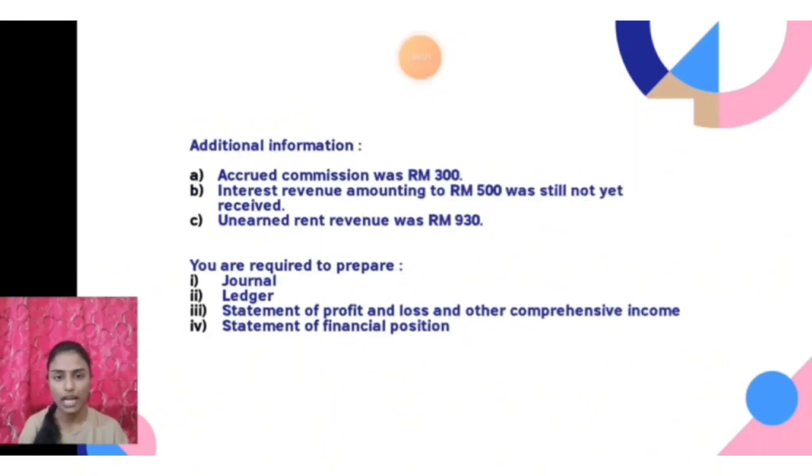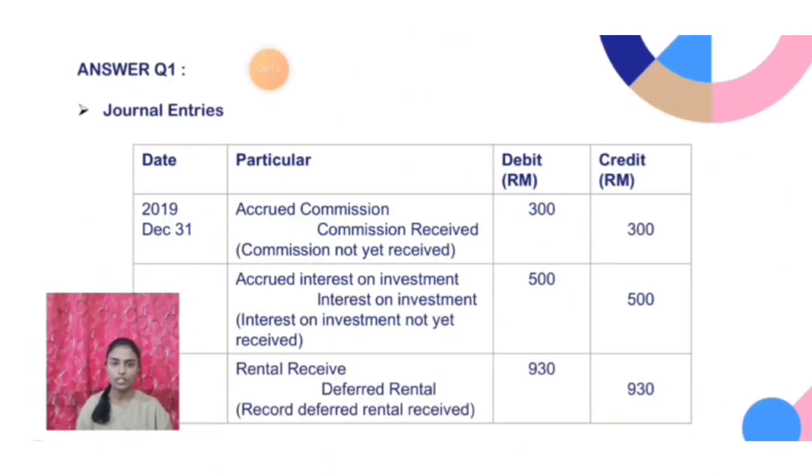First of all, we have to do the necessary journal entries from the additional information given. In additional information number 1, they mentioned that accrued commission was 300. So we have to debit the accrued commission account 300 and credit the commission received account 300. In the explanation, we have to write commission not yet received.